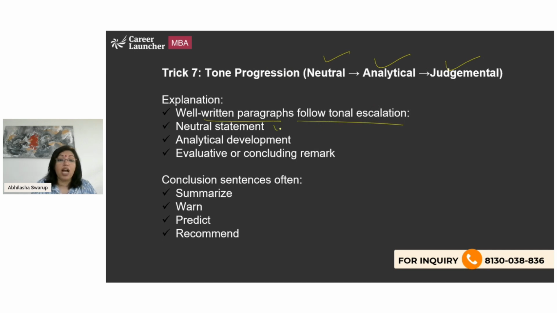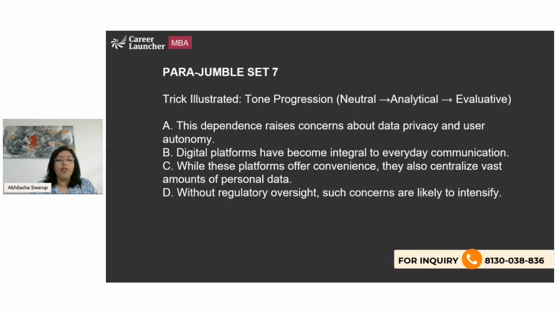If you really want to say, you start with a neutral statement, then you look at the pros and cons, and then you finally reach a conclusion. So that's your evaluative or concluding remark. So conclusion sentences will often summarize, warn, predict, or recommend. When you look at your CAT passages, that's what you will find. The last sentences sort of sum it up, or most of the time they predict or recommend something, right? So those are your conclusion statements. Remember, neutral, analytical, judgmental. Now, this dependence raises concerns about data privacy and user autonomy.